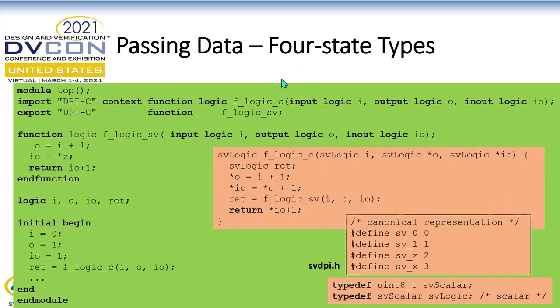We have 4 states. It's the exact same code. Over it goes. This time it's SV logic, and an SV logic is defined as an SV scalar. It's the same, an 8-bit quantity, and there's a built-in representation that you can use. These defines for 0, 1, 2, and 3. So an SV logic is a 4-state. It could be 0 or 1, Z, or X. The previous slide was a bit. That's a 0 or a 1.